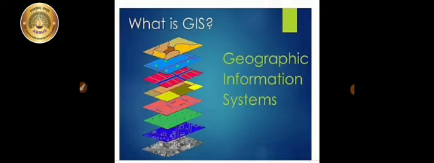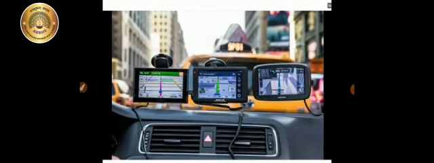Geographical Information System, Global Positioning System, that is GPS, as also Google Maps, Wikipedia, and Bhuvan of ISRO on the internet also make use of latitudes and longitudes. This technology is also available on mobile phones and motor cars.